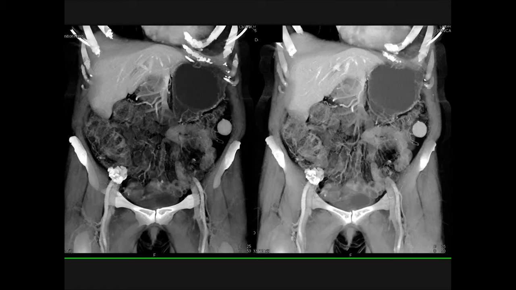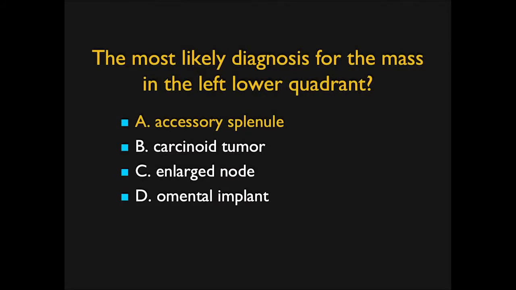And remember, these accessory spleens can simulate nodes or masses on the omentum or mesentery. They can simulate pelvic masses, all sorts of problems. So it's something very important to consider when you're reading scans and you notice the spleen is missing.